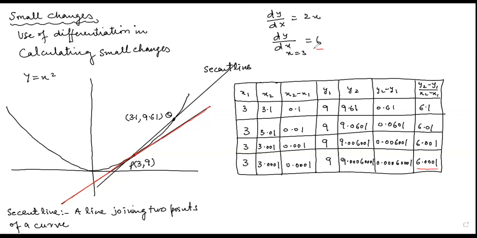Yes, sir. When change in x is very small, then the gradient of the secant line is the gradient of the tangent line. When change in x, we will denote this change with del x, is very small.